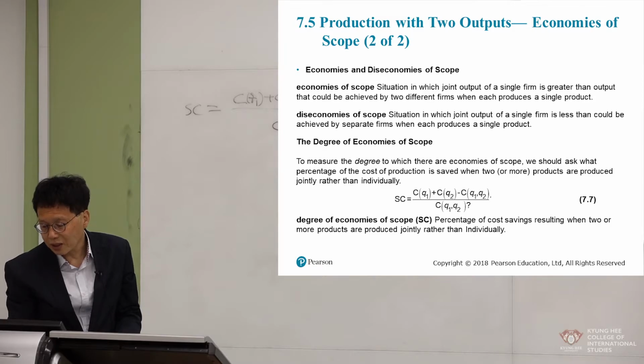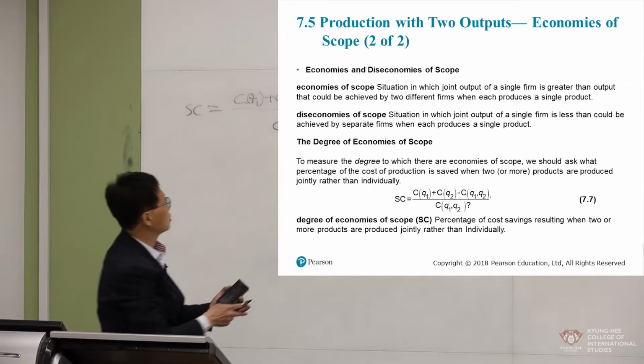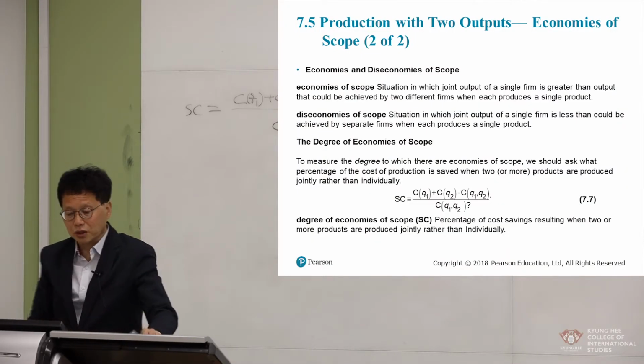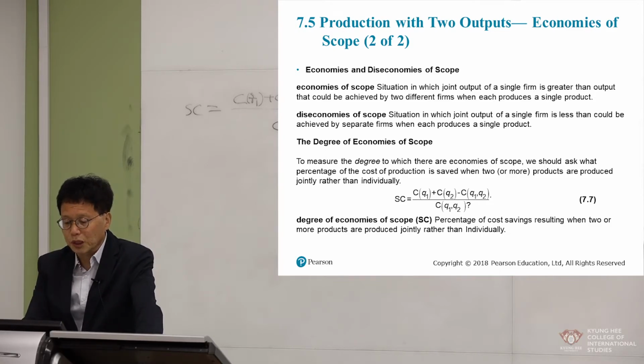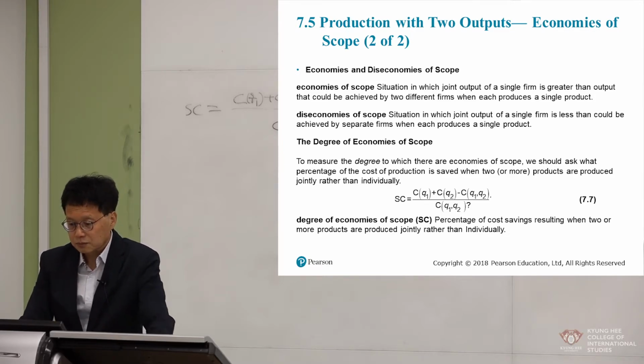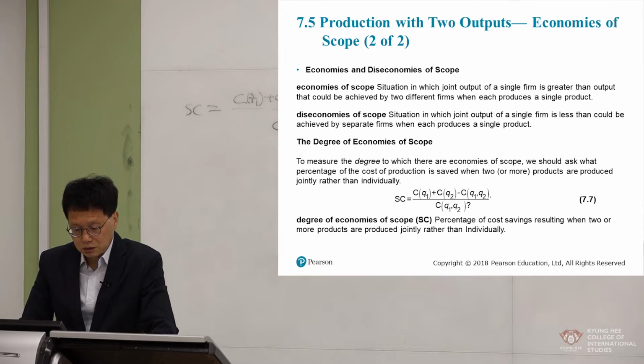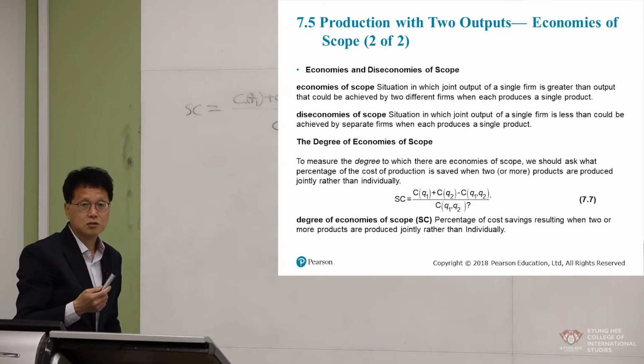It is the percentage of cost saving resulting when two or more products are produced jointly rather than individually. So that is positive. Economies of scope exist. In other words, joint production by one firm is better than production of two goods by two companies. Okay, that is economies of scope. I'd like to skip this. So economies of scope. That is economies of scope.